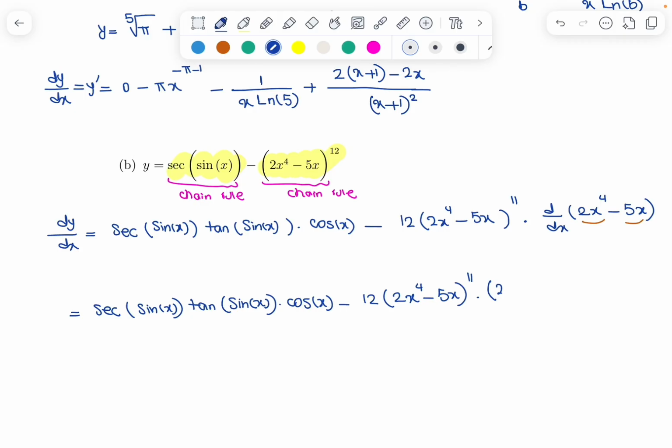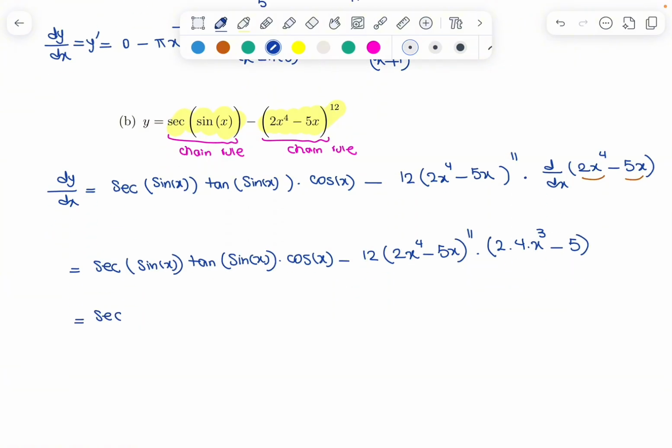Derivative of the first function would be 2 times the derivative of x to the 4, which is 4 times x cubed, minus the derivative of 5x, which would be 5. So therefore the final answer would be secant of sine of x times tangent of sine of x times cosine of x minus 12 times 2x to the 4 minus 5x to the 11 times 8x cubed minus 5.